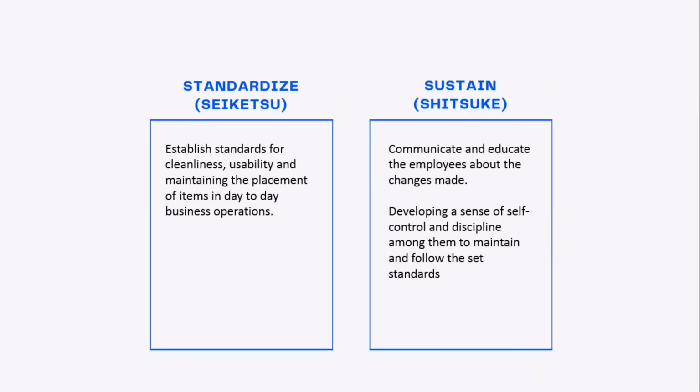The next technique is standardize. Establish standards for cleanliness, usability and maintaining the placement of items in day-to-day business operation. This step is focused on creating standards so abnormalities are easily recognized. Things like checklists and audits are very helpful. And the last technique is sustain. Communicate and educate the employees about the changes made, developing a sense of self-control and discipline among them to maintain and follow the set standard.